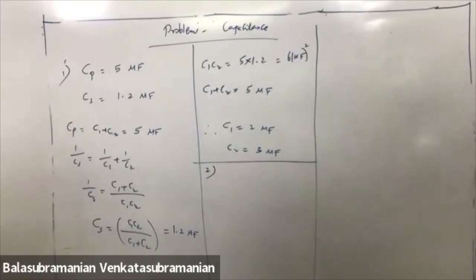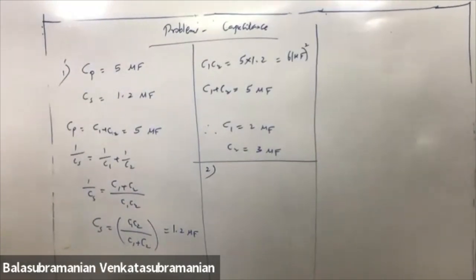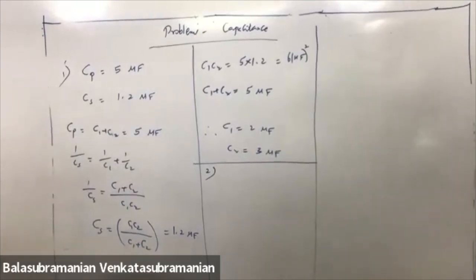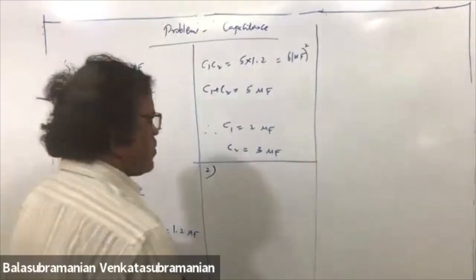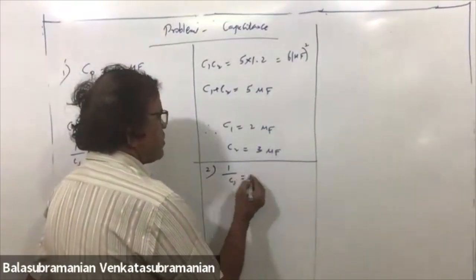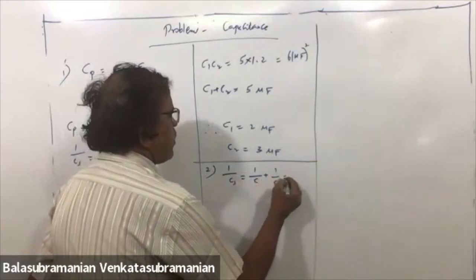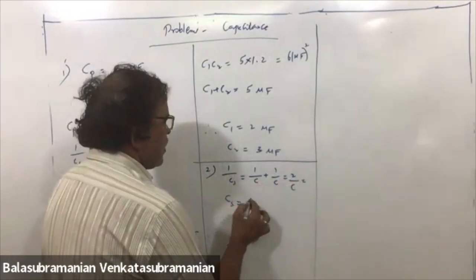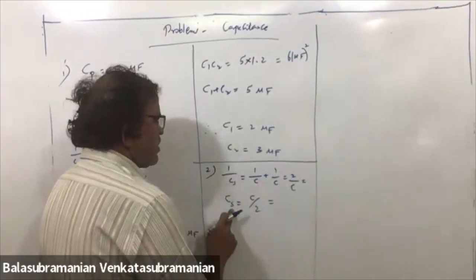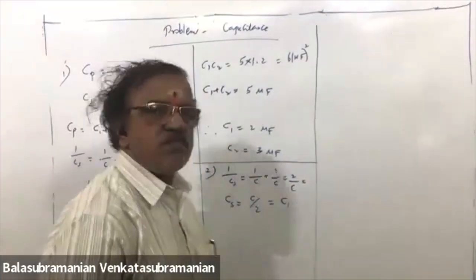Second one. Two capacitors of equal capacitance, when connected in series, have net capacitance C1, and when connected in parallel, net capacitance C2. What is the value of C1 by C2? Two capacitors of equal capacitance: 1 by Cs is equal to 1 by C plus 1 by C, that is 2 by C. So Cs is equal to C by 2. This value is given as C1.